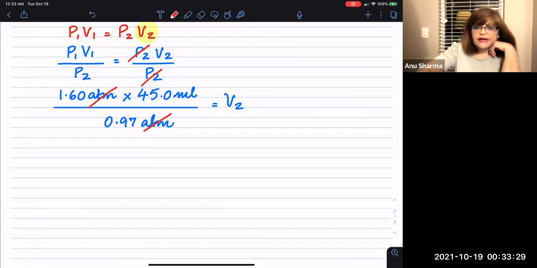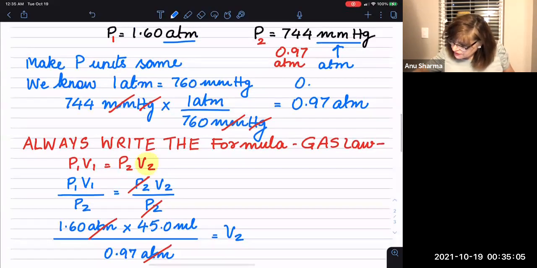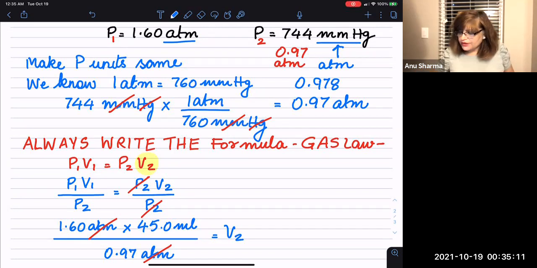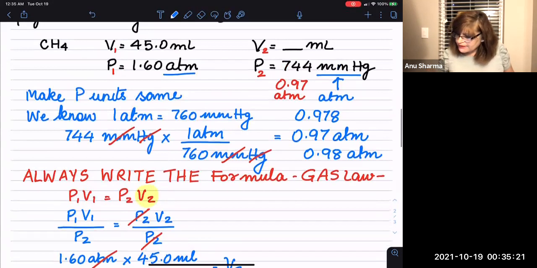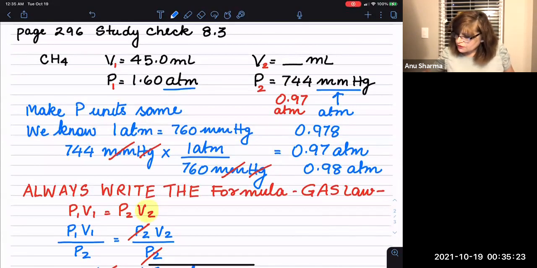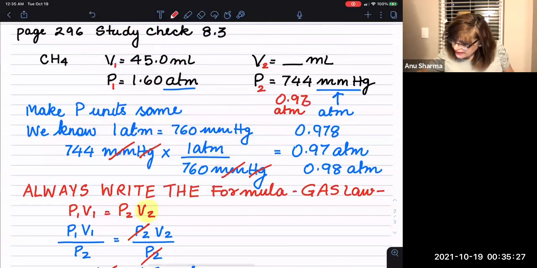So let's do the math here. Okay, I just want to point out one thing. This answer here was 0.978 and so forth, so this can be rounded up, and it becomes 0.98 ATM. If you don't round it up, it's a little bit off answer, which is also fine. But if you round it up, then 0.98 ATM.